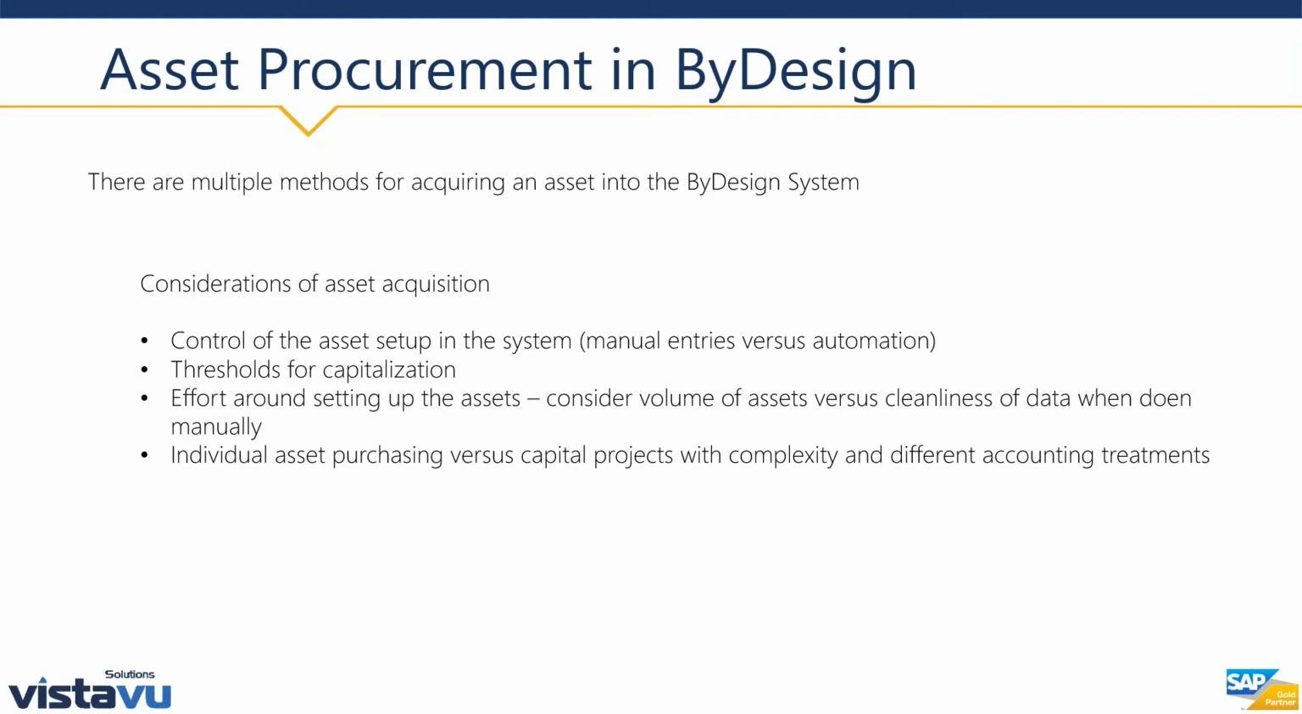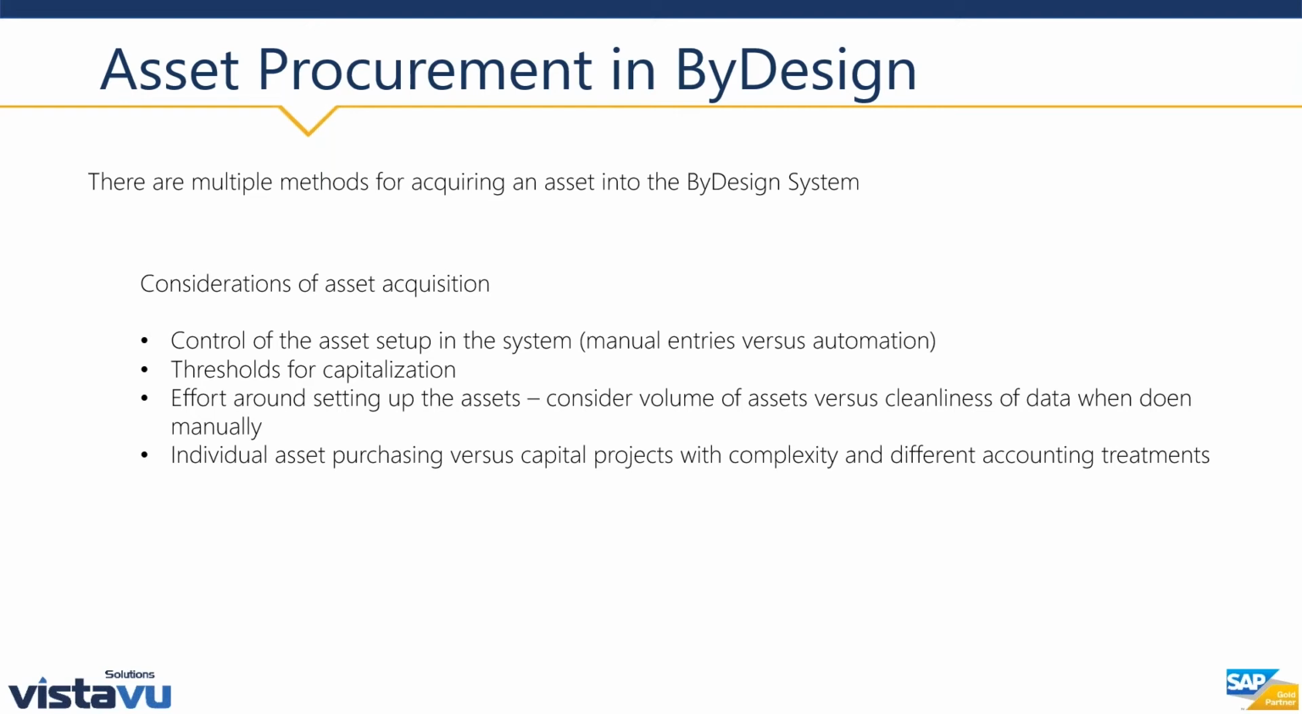The other thing to think about is thresholds for capitalization. When we look at the automated way to create assets, I'll show you the grid where we set that up. It determines the type of capitalization you want to do. If things are below a capitalization threshold, they may be expensed, or expensed in the first year, depending on those various thresholds.